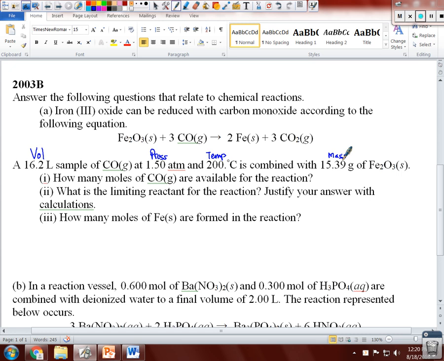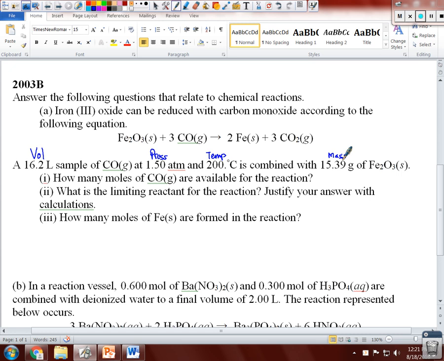Number 1, I like this question because it forces you to do a little bit of the work before the problem gets challenging, and here's why. My question to you is, let's just go ahead and look at number 2. What is the limiting reactant? What is the cheat for limiting reactant? Moles over coefficient. Look at question number 1. How many moles of CO are available? Do you agree that go ahead and gets you in that mole category? Okay, so we'll talk about this in a second. Also, we know we got to do it, but what are we going to have to do with that 15.39 grams of iron 3 oxide? We got to get it to moles.